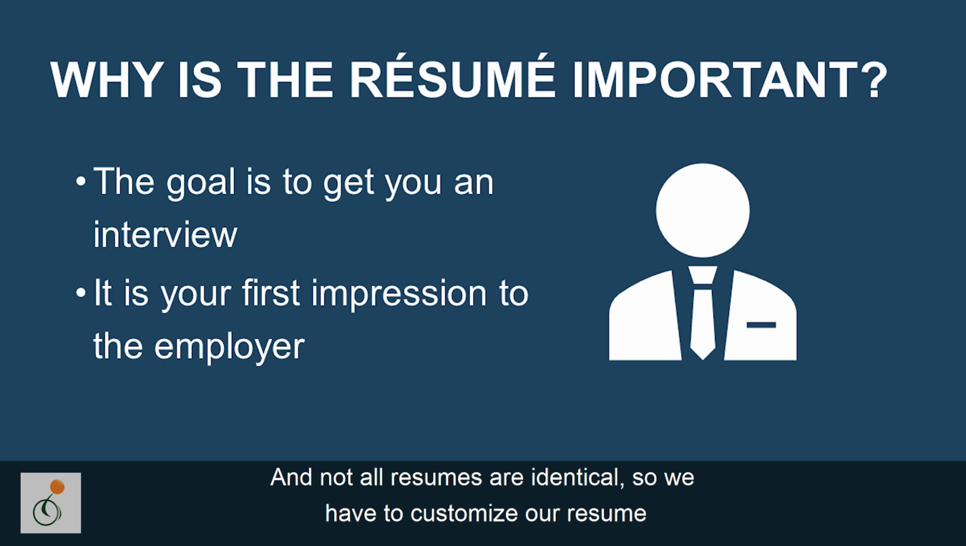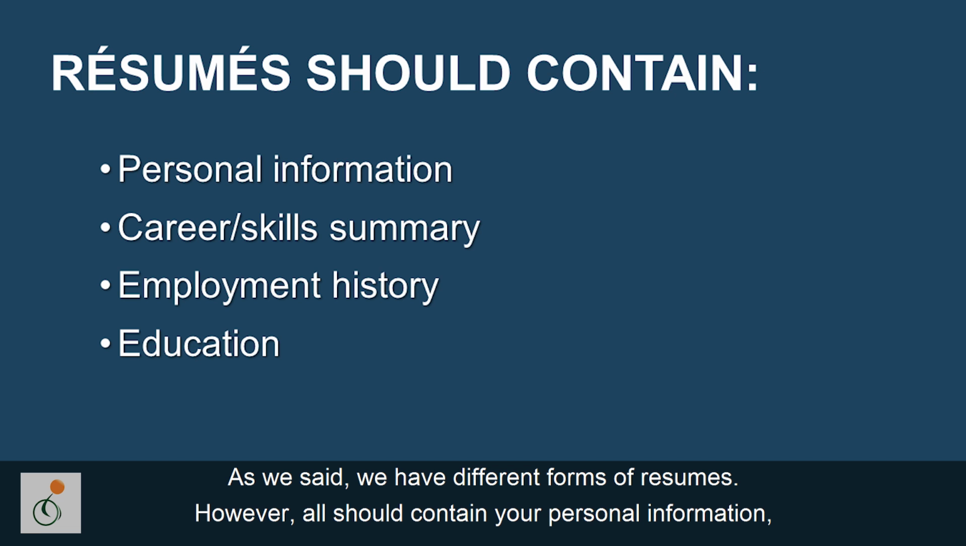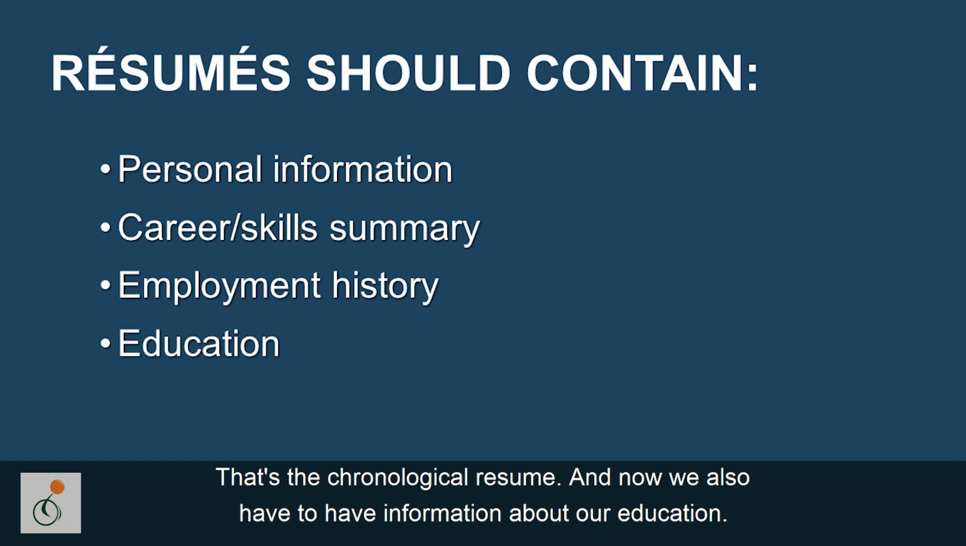And not all resumes are identical, so we have to customize our resume to fit the need of the position we are applying for or the job description that we are going for. As we said, we have different forms of resume. However, all should contain your personal information, your career or skill summary. It has to be in a reverse chronological employment history. That's the chronological resume. And we also have to have information about our education.